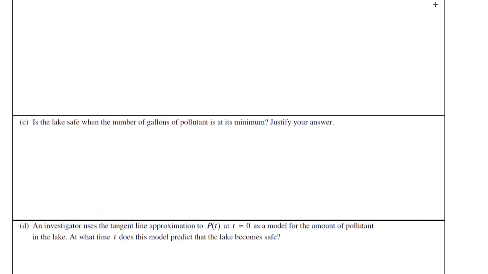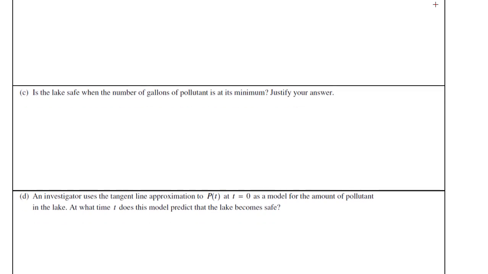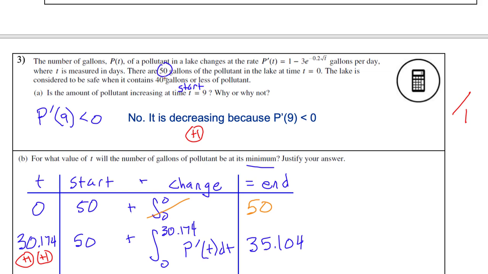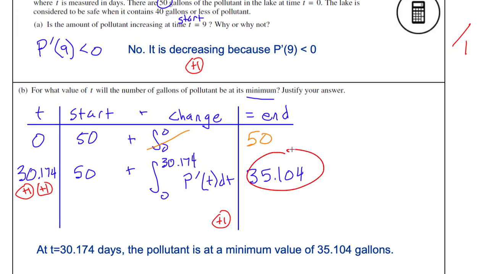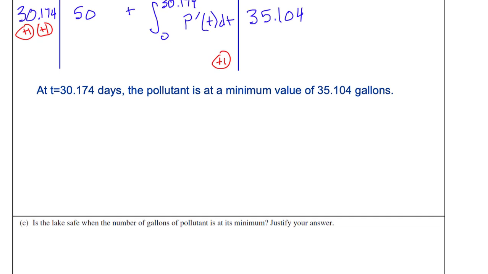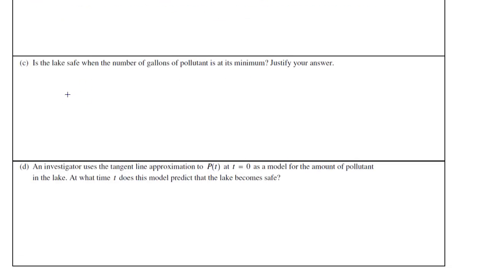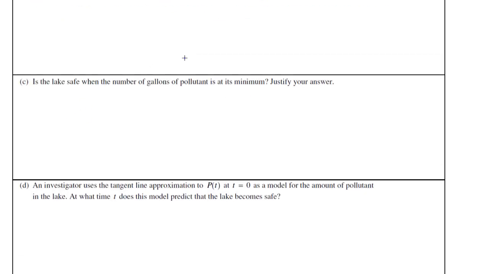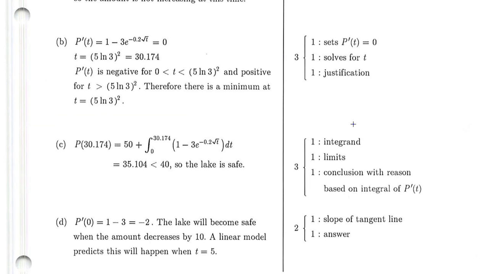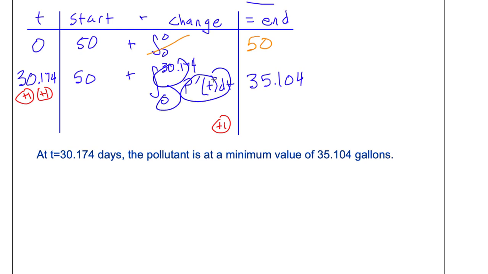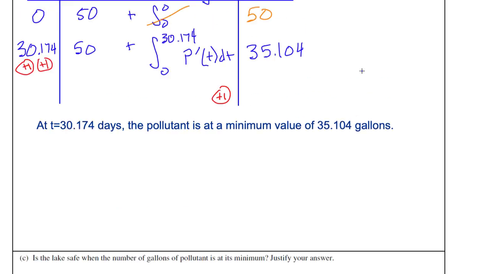Part C. Is it safe when it's at its minimum? Well, it's safe if it's below 40 gallons, and 35 in my book is less than 40. So we come down here. Now you need to actually calculate this thing. We didn't have to calculate it before, but now you get points for calculating it. That's why we didn't have to get the answer correct last time. If you come to the key, you actually have to do the calculation now. So we get the points for having the limits and the integrand all up here. So our points are coming from a different spot now.